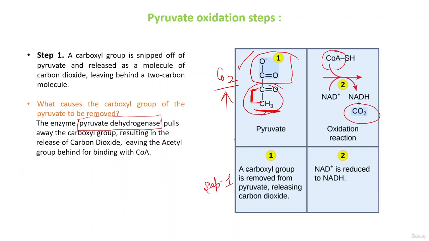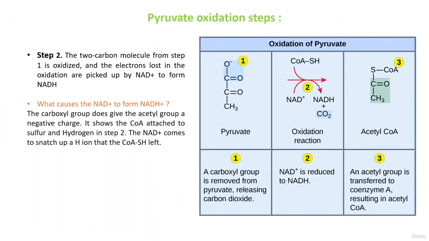Step 1 is complete. Now step 2, with the two carbon molecule which was left behind after the removal of the carboxylic group. What exactly is happening here? We are trying to attach this two carbon molecule to the CoA group. But this CoA group comes with a sulfur and also a hydrogen.